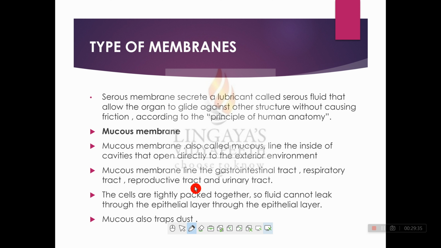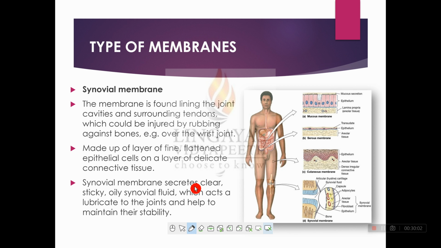Now talking about the mucous membrane. These are epithelial membranes, as I told you earlier, made up of epithelial tissue attached to an underlying loose connective tissue. They are also called mucosae. They line the body cavities that are open to the outside. It is generally present in the digestive tract, which is lined with the mucous membrane, and it is also present in the respiratory, excretory and reproductive tracts.